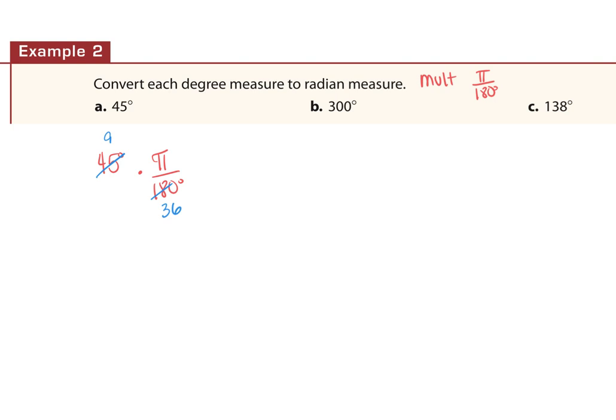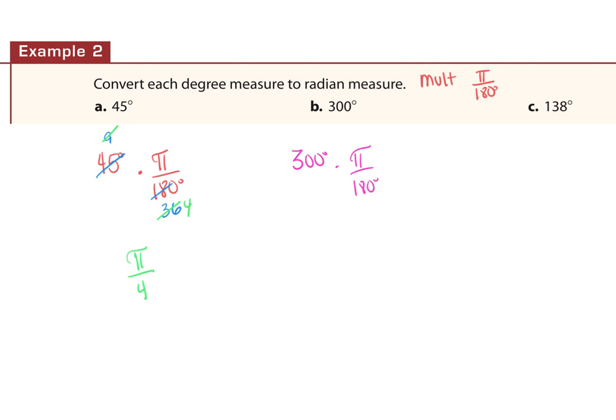Now you should be able to see 9 and 36 reduce all the way out, right? And so you can see that 45 degrees is pi over 4 radians. All right? It won't always be something pretty. You may have a larger fraction. That's okay. But anytime you're going from degrees to radians, you're going to do the pi over 180.